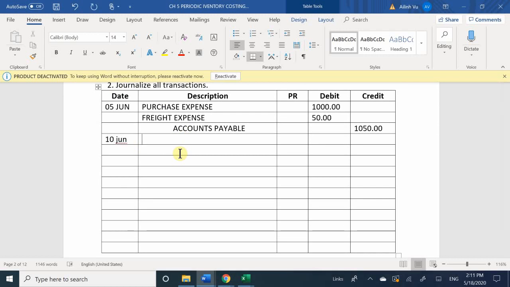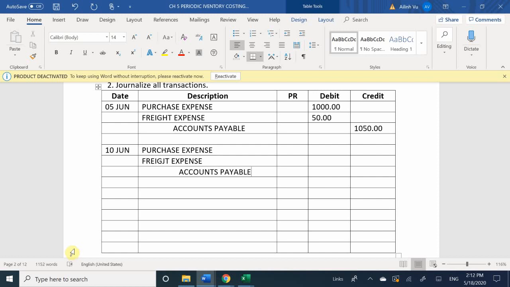What are the accounts that we need? Purchase expense. Oh, I need to skip one more line. Do we skip a line on that? Yes, we do. This is to ensure that we finish the transaction on the 5th. Purchase expense, freight expense, and then what else? Accounts payable. Yes, we need to make sure that we created our liability.